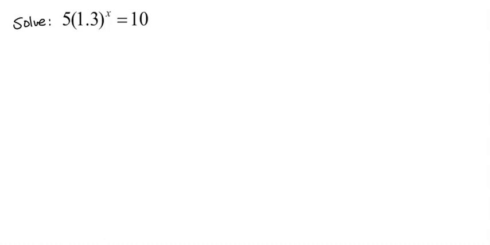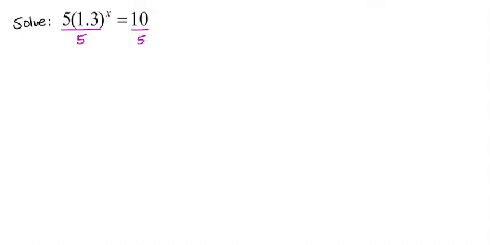Let's look at how we can solve this exponential equation. As with lots of other types of equations, our first step is going to be to isolate the portion of our equation that has our variable that we're solving for. So to isolate my exponential expression, I'm going to divide both sides of the equation by 5.